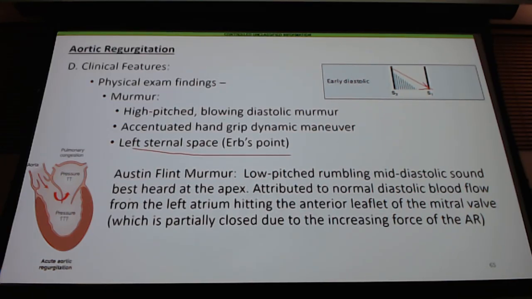And then there's another murmur that you may hear, which is called an Austin-Flint murmur, which kind of mimics a mitral stenosis murmur. But this is not a problem with the mitral valve. This is from when you get that regurgitation coming from the aorta, it hits that anterior leaflet and then kind of pushes and closes the mitral valve leaflet a little bit. So now you have an obstruction in the way of blood flowing from the atria and into the ventricle.